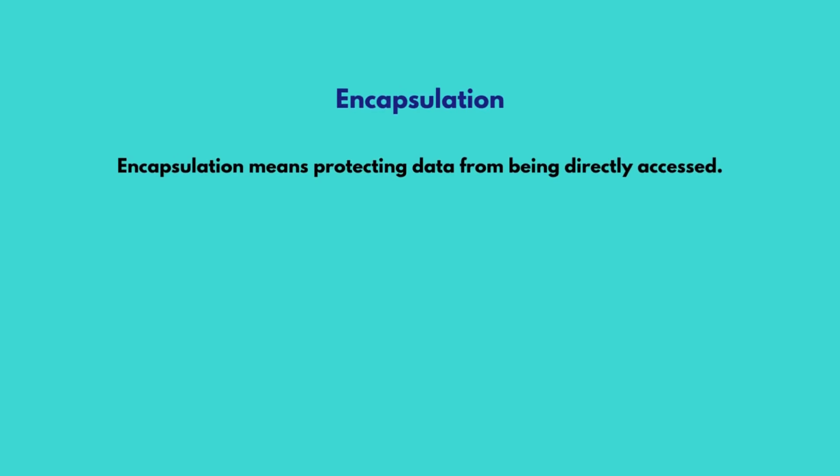So now let's understand the pillars of object oriented programming. The first one is encapsulation. So what is encapsulation? Encapsulation is hiding the crucial data. It is protecting your crucial data from being directly accessed by someone else. And how do we do that? We can do that by using private variables.